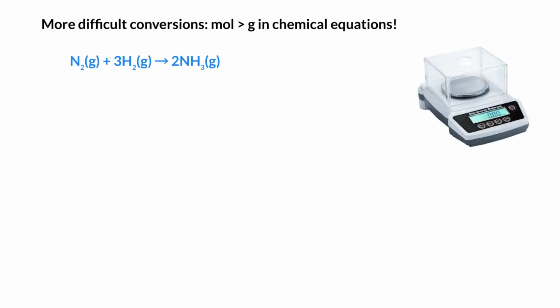So here's our chemical reaction again. So that nitrogen plus hydrogen goes to ammonia. And maybe we want to know something like this. So for instance, if we had, say, 4.0 moles of nitrogen, and we wanted to know how many grams of ammonia would we make from that. So, oh gosh, how are we going to do that?